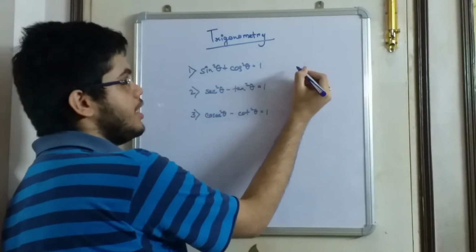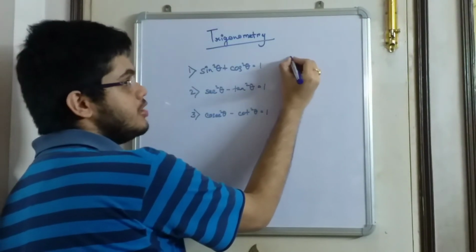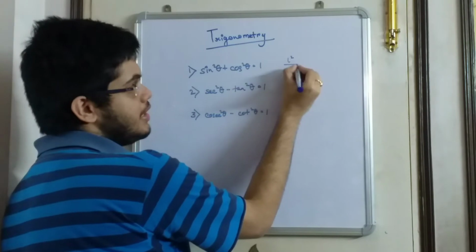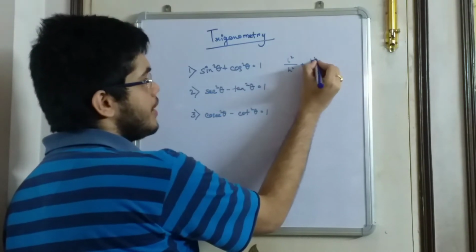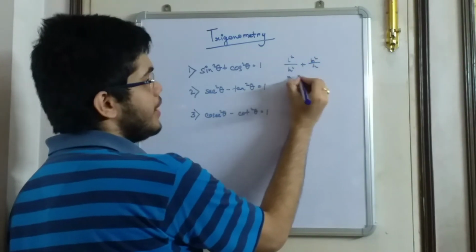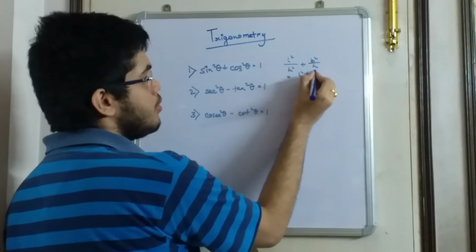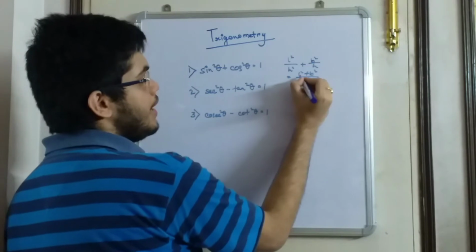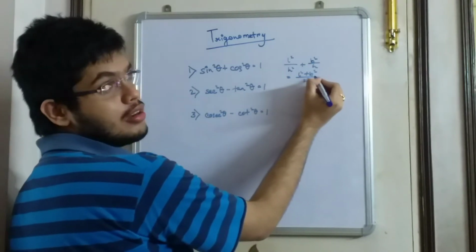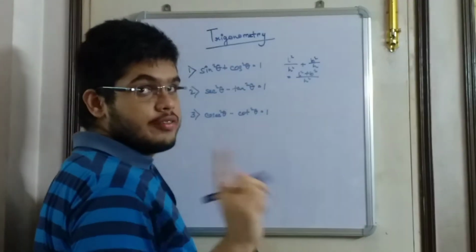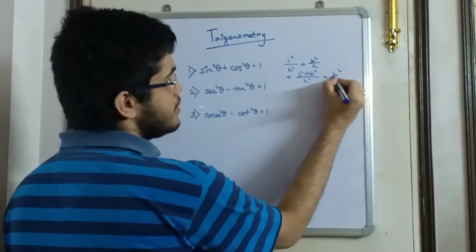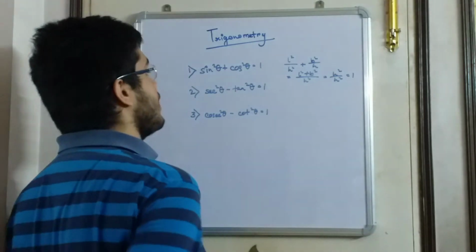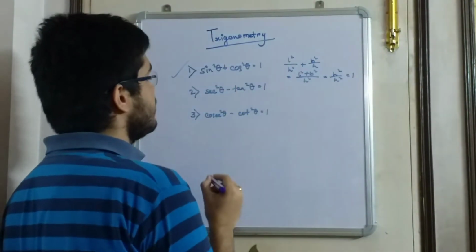See, sine square theta plus cos square theta. So what is sine square theta? If you remember, sine square theta is L square by H square, and cos square theta is B square by H square. So these two will make it L square plus B square by H square, and by Pythagoras formula, what is L square plus B square? It is H square. So H square by H square, which gives us 1. So you have proved this identity.